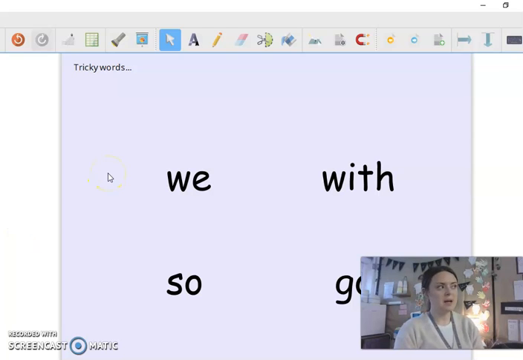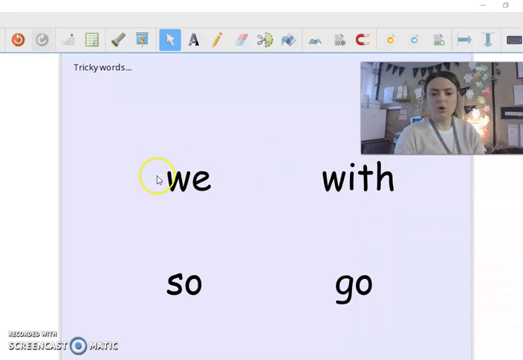But before we do that, we have got some tricky words. So let's have a look at some of our tricky words. I say we, you say. I say with, you say. I say so, you say. I say go, you say. Okay, so remember to look out for these tricky words because they might pop up again in our phonics lesson.